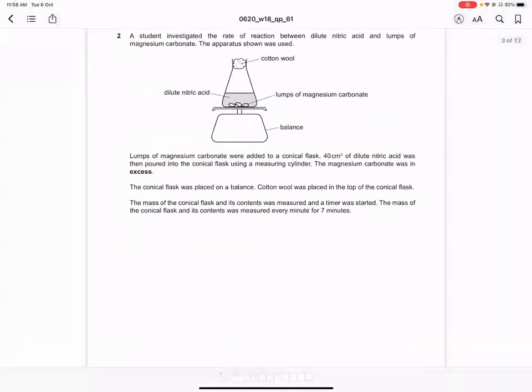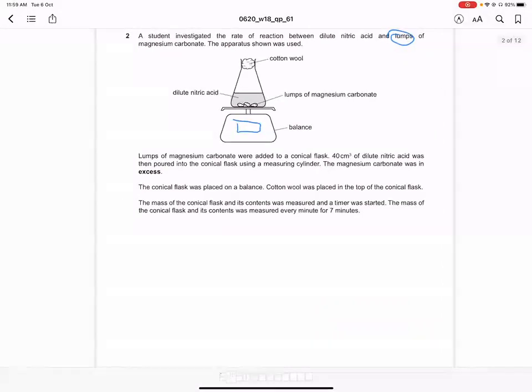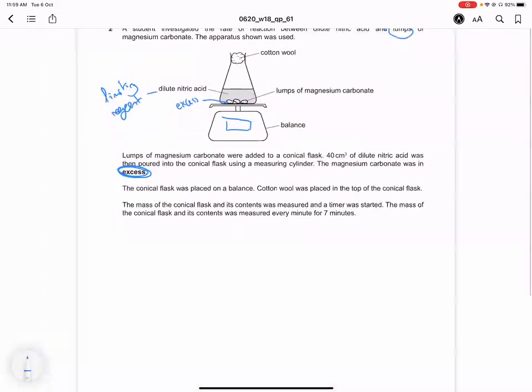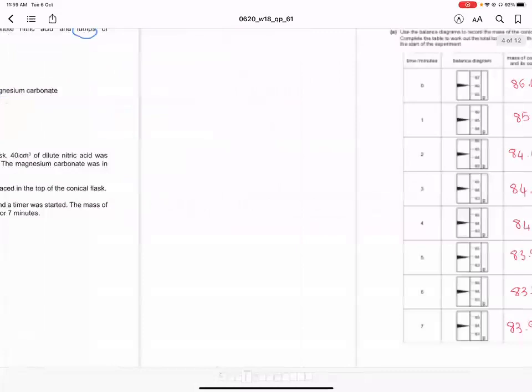The second question. A student investigated the rate of reaction between nitric acid and lumps, meaning large blocks, of magnesium carbonate, and the experiment is shown. Of course, he's measuring the rate by measuring the loss in mass, since he's putting the conical flask on a balance. And he told you a very important piece of information, which is that the magnesium carbonate was in excess, which means at the end of the reaction, magnesium carbonate will remain, which means the nitric acid is the limiting reagent. Limiting reagent means it's the acid that determines the final outcome of the reaction. The mass loss is determined by the acid, not the magnesium carbonate, because it's in excess.